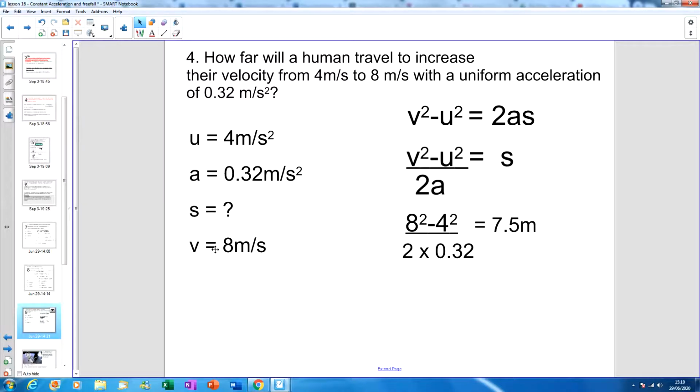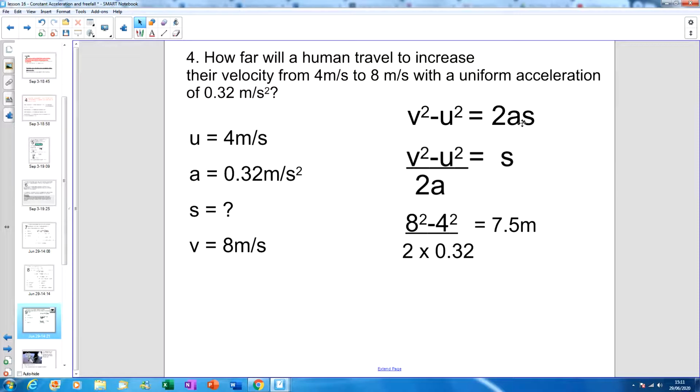Step 1, extract the information from the question. So I have u is equal to 4 meters per second squared, v equals 8 meters per second squared, and the uniform acceleration as 0.32 meters per second squared. And apologies, I've made a mistake there. That u should not have a square by it. It's a velocity and not an acceleration, so it should be measured in meters per second.